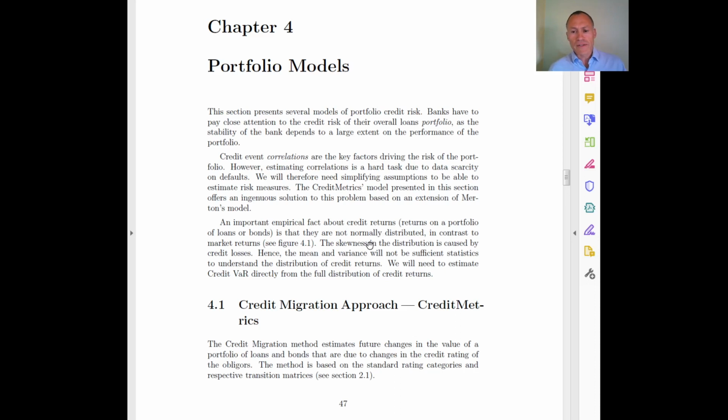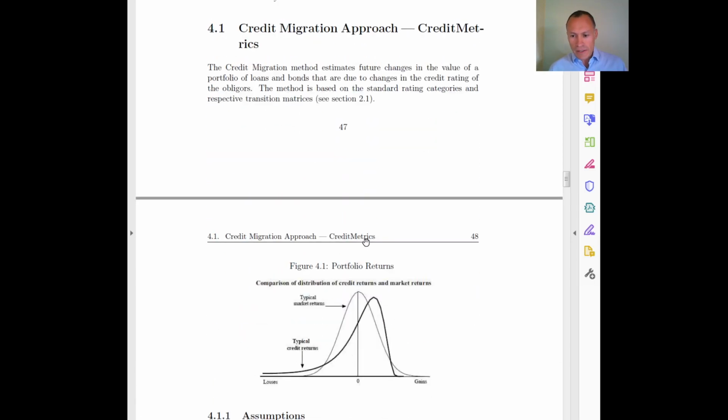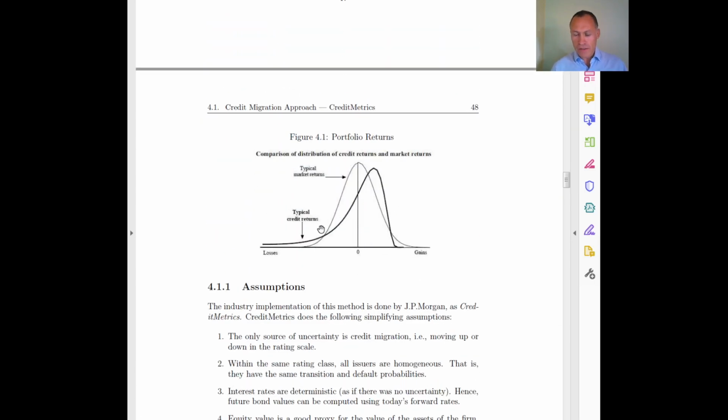A second note is that there is a difference relative to the usual stock market returns. You can look at this figure here. The typical market returns are more or less normal, but credit returns are very different from normal. Credit returns have this shape here, which is clearly skewed due to the fact that in some cases we have heavy losses and the upside is limited.